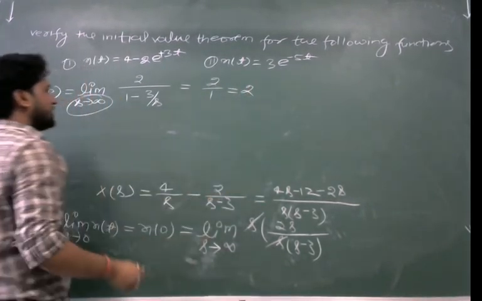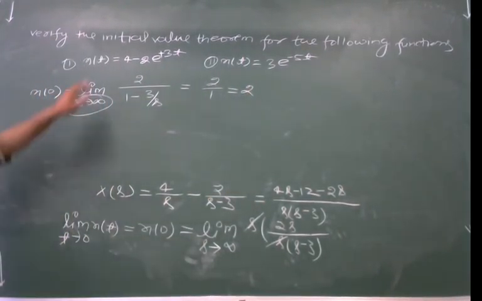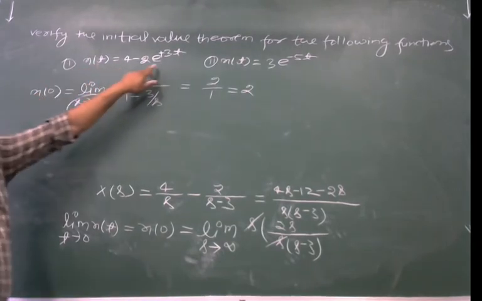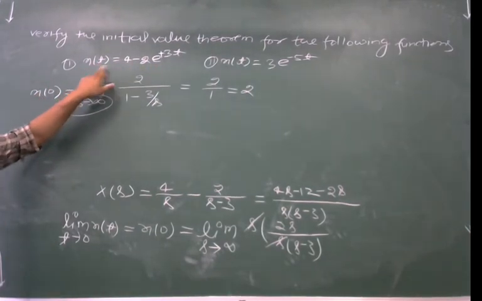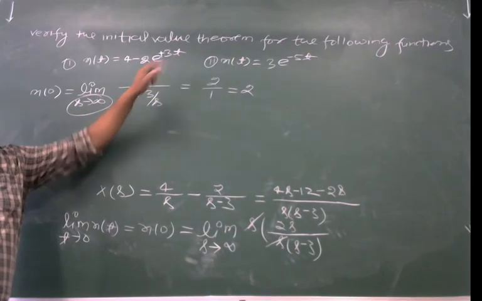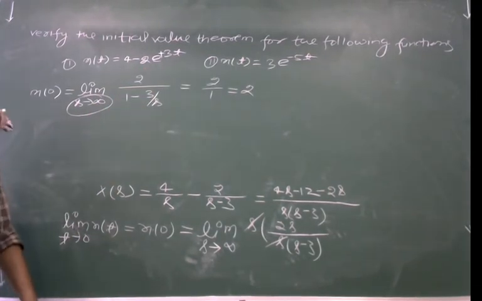which is the same as we have seen earlier when we put t equal to 0. In this case, when we put t equal to 0, we get 2. So this is verified by using the initial value theorem. Move to the next case.